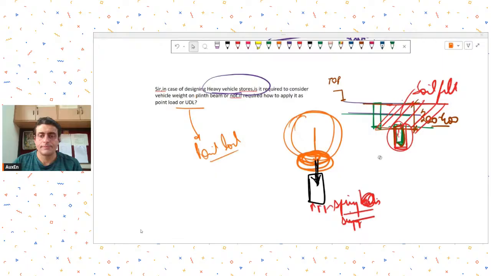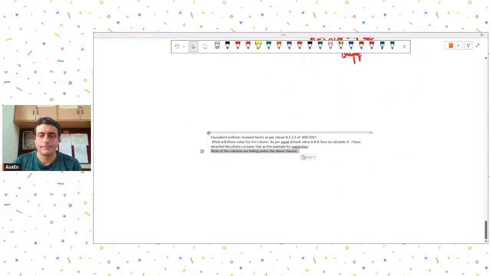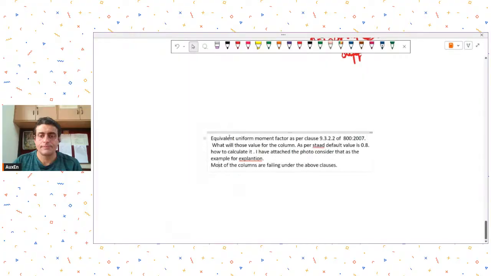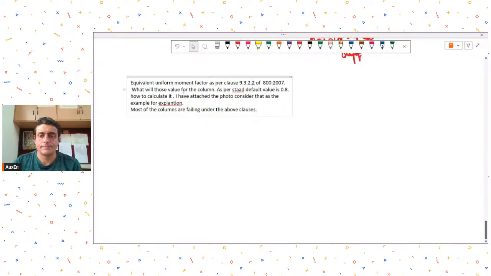Okay, then the next query is from engineer Vinayak from Bengaluru. He's saying, equivalent uniform moment factor as per clause this, what will these values be for the column? As per STAAD, the default value is 0.8, how to calculate it? I have attached the photo, consider that as the example for explanation. Most of the columns are falling under above clauses, and then he has shared one image.